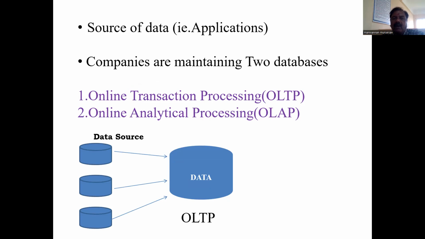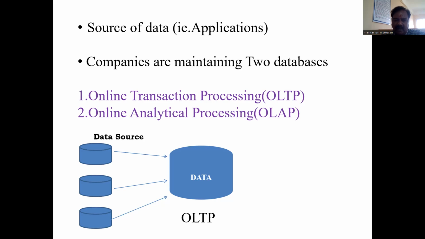Next, why are companies maintaining two databases? One is to run the business, and the other is for the analytical process. The first one is called run the business, and the second one is called analytical processing. Running the business is online transaction processing, the day-to-day transactions, OLTP. The second one is online analytical processing, that is called OLAP.